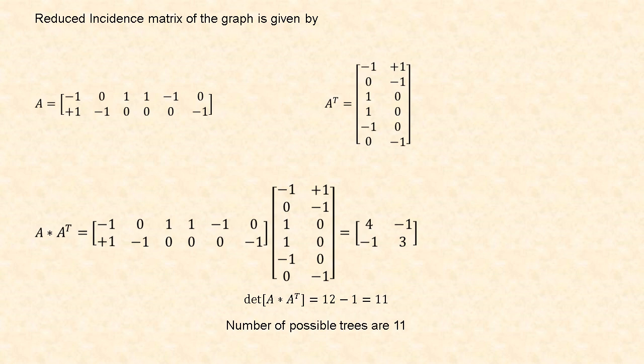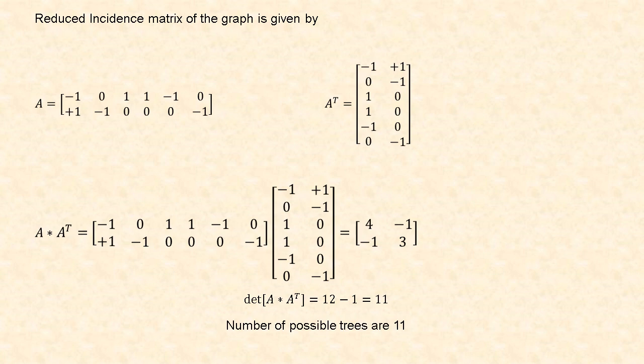Second element can be found by multiplying first row with second column. So minus 1 into plus 1, we have minus 1, and 0 into minus 1 is 0, 1 into 0 is 0, 1 into 0 is 0, minus 1 into 0 is 0, 0 into minus 1 is 0. So second element is minus 1. Similarly, third element can be found by multiplying second row and first column. So plus 1 into minus 1 is minus 1, and all the other entries will be 0. Similarly, fourth element can be found by multiplying second row and second column, which is equal to 3.